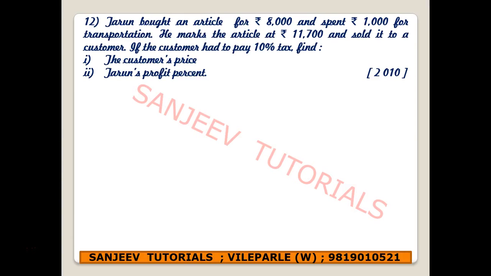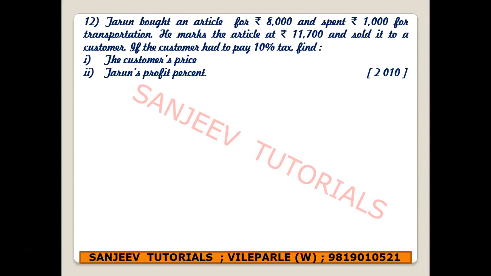This is a board examination 2010 sum. The question states Tarun bought an article for rupees 8,000 and spent 1,000 for transportation. He marks the article at rupees 11,700 and sold it to a customer. If the customer had to pay 10% tax, find the customer's price and Tarun's profit percent.